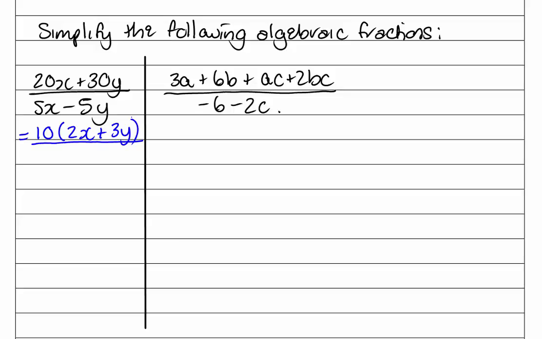5x and negative 5y. Common factor would be 5. So we've got 5 bracket. 5 times what is 5x? It's x. 5 times what is negative 5y? So we need the minus, and we have the y.